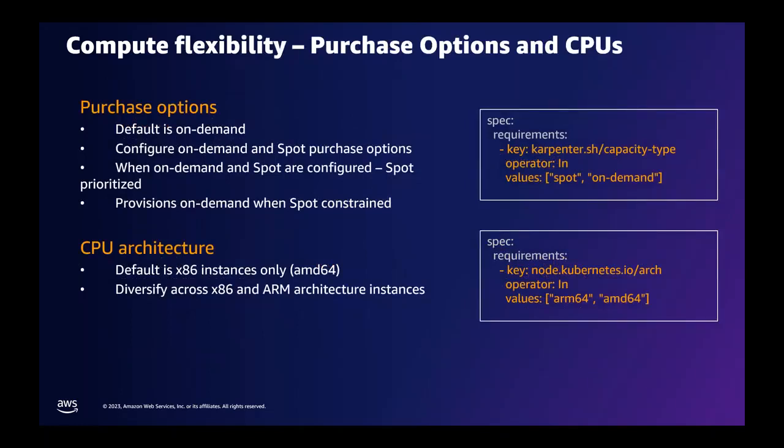In this example, you're seeing a Karpenter provisioner that will allow spot and on-demand instances. And another example shows ARM and AMD64 nodes. Using these specs, the user can control what the provisioner is allowed to do.